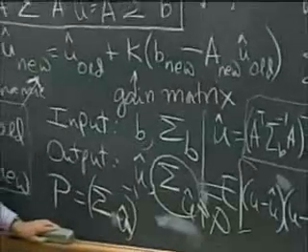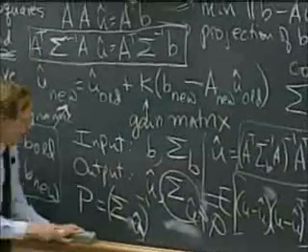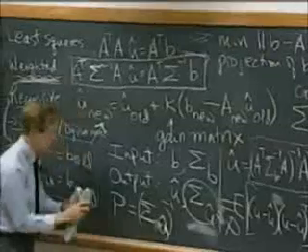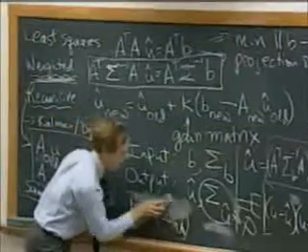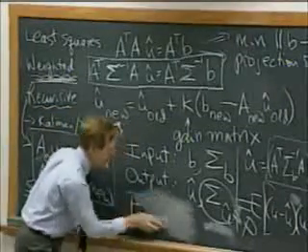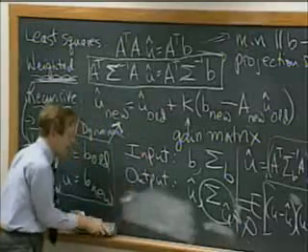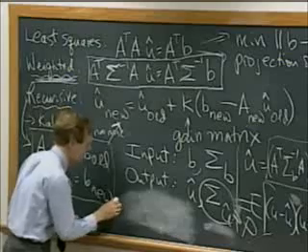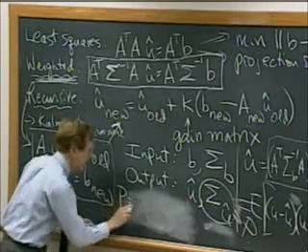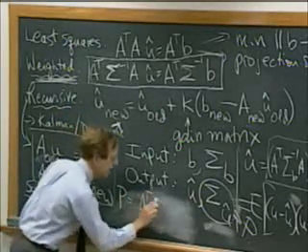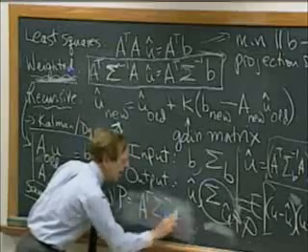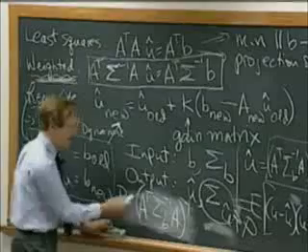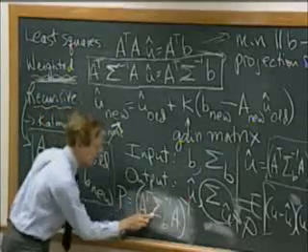Is that right? Let's see. This was wrong. Just fortunately, I get to erase it. I meant P to be exactly this matrix, the crucial matrix for us. P is A transpose sigma B inverse A, all inverse. That's the key. That's the beautiful matrix in the whole subject.